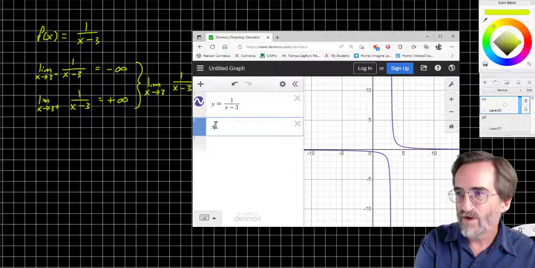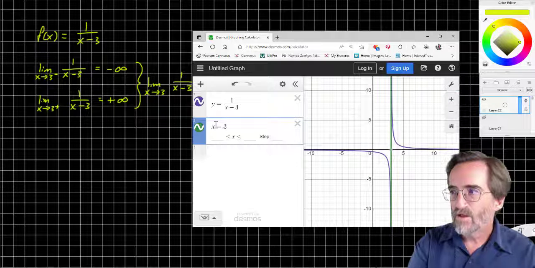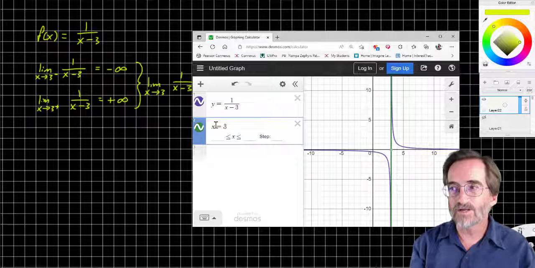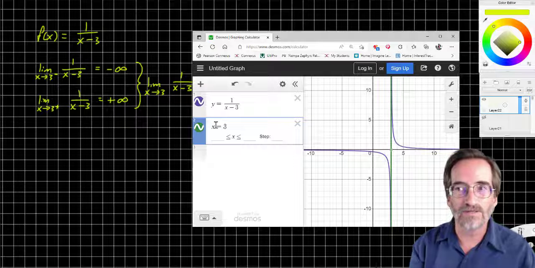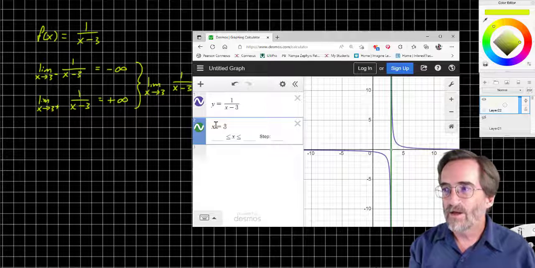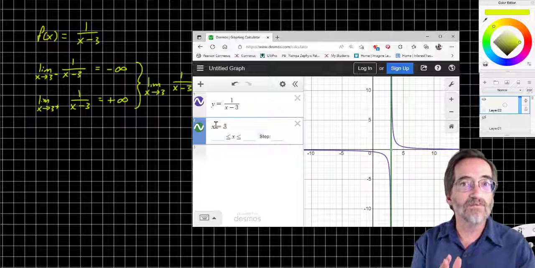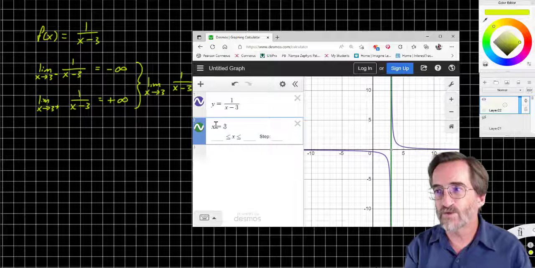So if I graph x equals 3, that green line is my asymptote. It is a line that the function approaches but never, ever crosses. And vertical asymptotes are one of the types of infinite limits that go off to infinity.